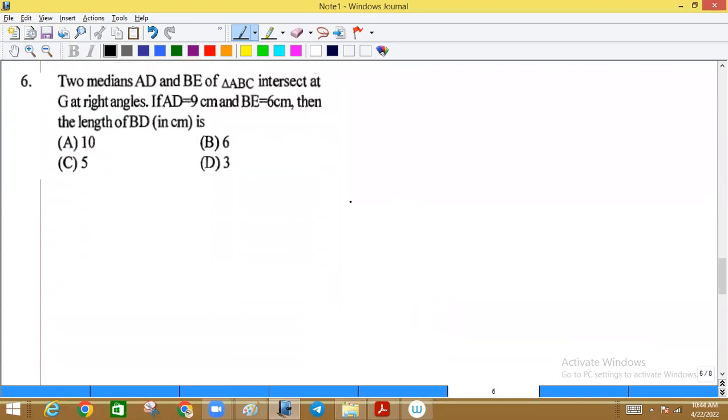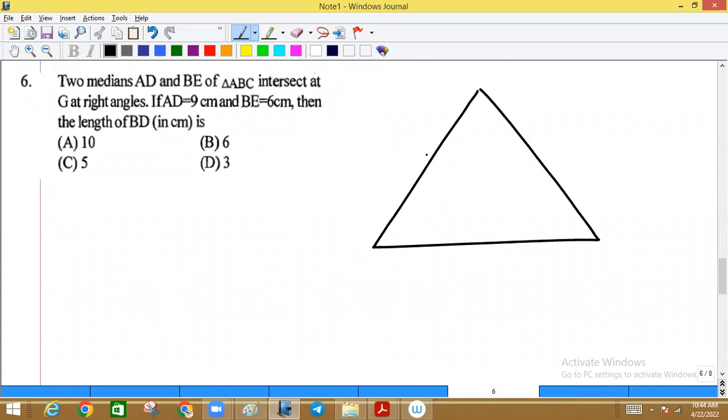These two medians, I think we have solved it, I guess. AD is 9, b is 6. If it is 9, we have seen it is 6 and 3. If it is 6, we have seen it is 4 and 2. This one is BD. So what is BD? It is under root of 4 square plus 3 square. Therefore, it is how much? 5. We have already solved it.